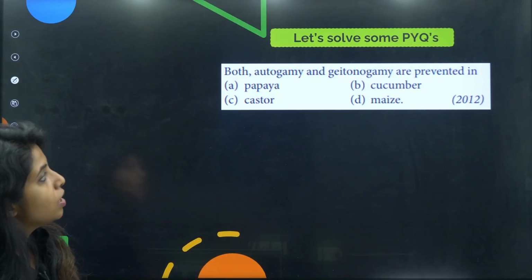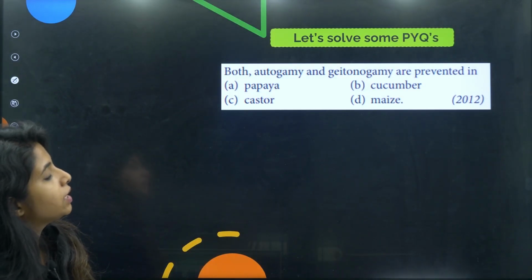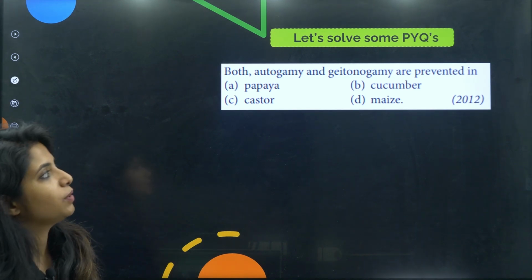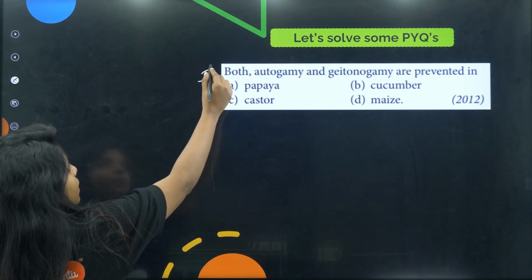Going ahead, question: both autogamy and geitonogamy are prevented in papaya, cucumber, castor or maize, directly from your NCERT. This came in 2012. Please tell me your answers. You can put 3 and let me know the answers.